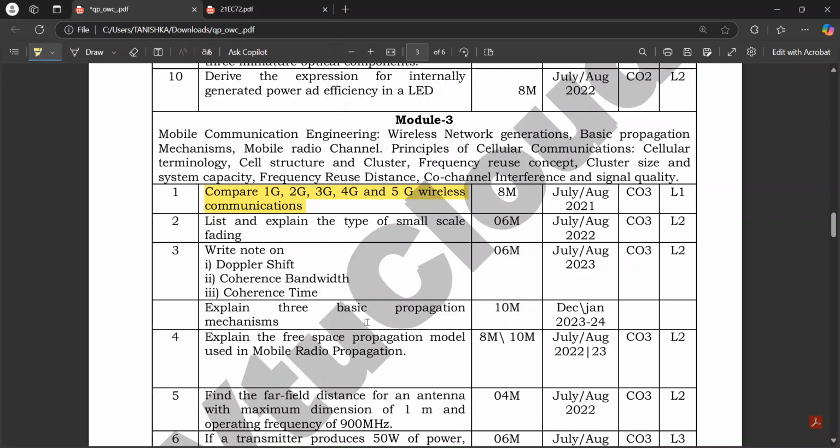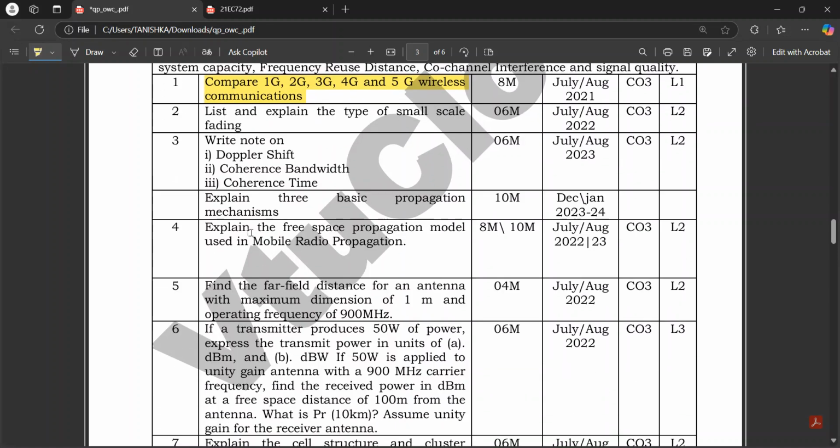Explain three basic propagation mechanisms. Basic propagation mechanisms question is also important. This basic propagation mechanism is an important question. Okay, this question, three basic propagation mechanisms. Then explain the free space propagation model used in mobile radio propagation.